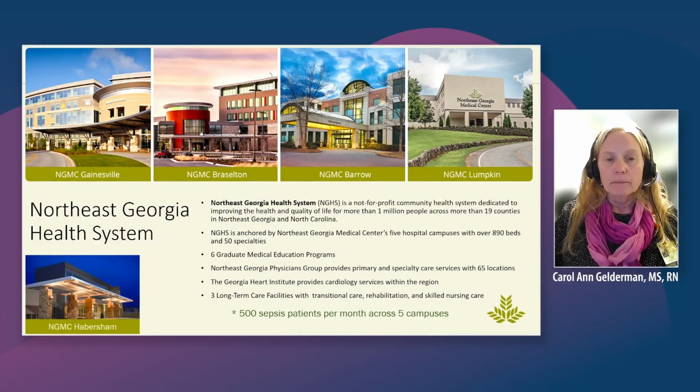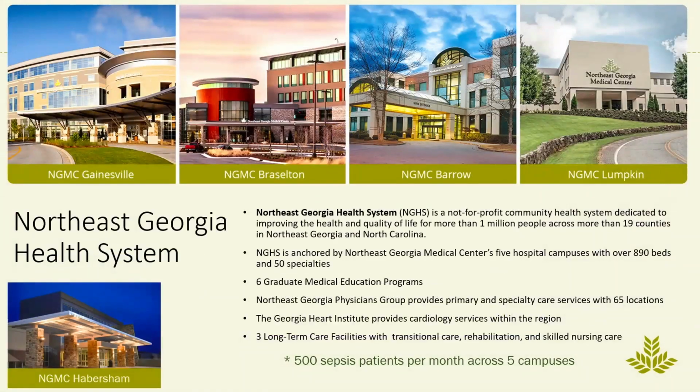Yes, I'd love the opportunity, and I appreciate being able to come and talk to you about what we've done at Northeast Georgia Health System. Just a little background information. You can see here that our system comprises acute care with 5 campuses. We have pre-hospital ambulatory settings. We also have post-acute care with long-term care facilities, rehabilitation, as well as transitional care and skilled nursing. Just to give you an idea of our volume, we have about 500 sepsis patients across our 5 campuses per month.